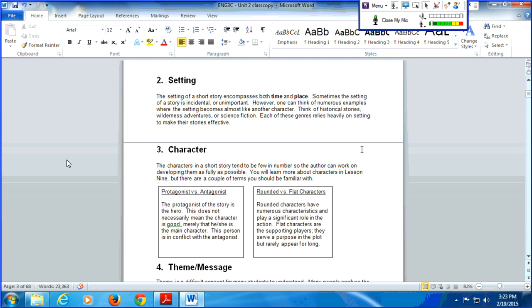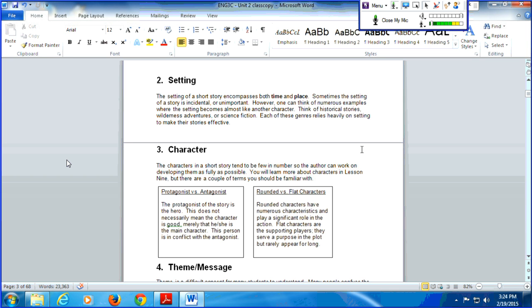Now, the setting of a short story encompasses both time and place. Sometimes the setting is incidental or it doesn't matter, so it can be placed anywhere. However, one can think of numerous examples where the setting becomes almost like another character. Think of historical stories, wilderness adventures, or science fiction. Each of these genres relies heavily on setting to make their stories effective.